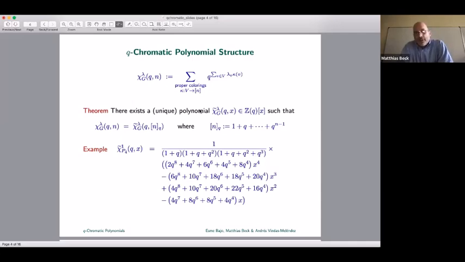Here's my running example again, and the message now is that this looks a little cleaner, correct? It's a degree 4 polynomial in x, maybe what you should expect for a path on 4 nodes, and the coefficients are now rational functions in q, but even those rational functions are well behaved. They all have the same denominator.